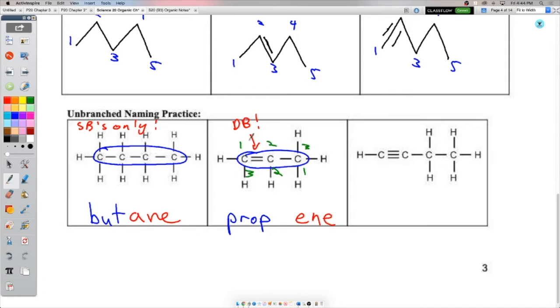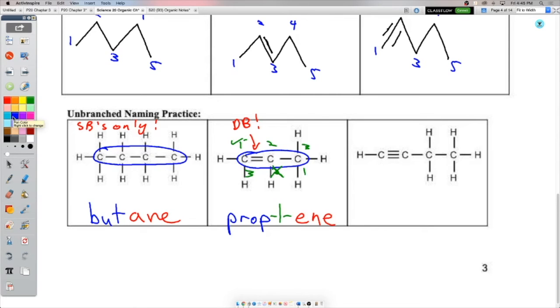If I start at this end, the double bond is on carbon number 1. If I start at this end, the double bond is on carbon number 2. So which option should I pick? I should pick the one that gives me the lowest number, right? So I'm going to do this one, not that one. So this is prop-1-ene.